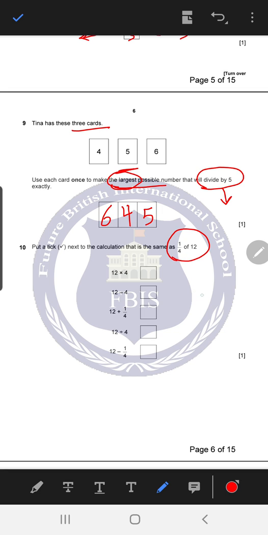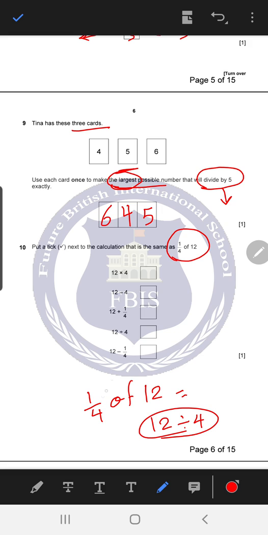A quarter of 12 is the same as 12 divided by 4.